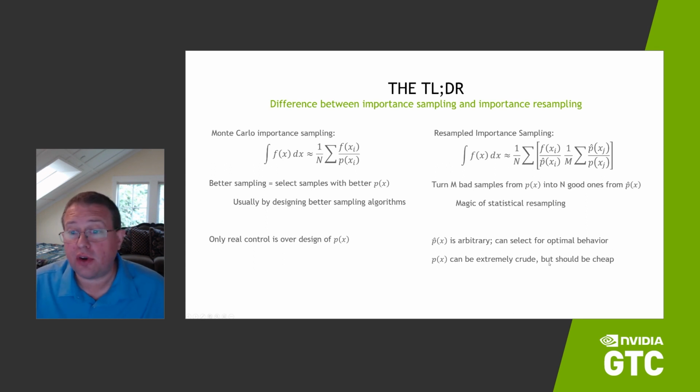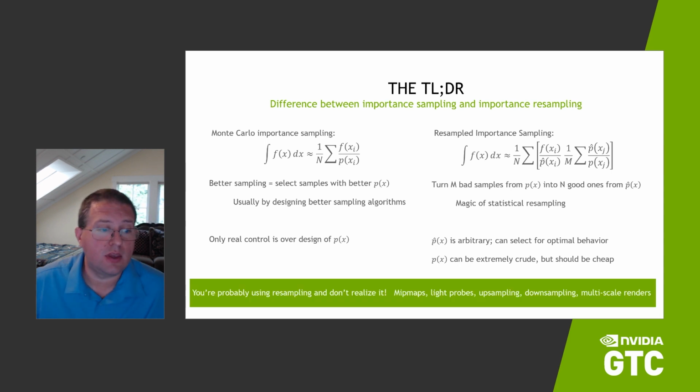And p can be extremely crude, but it really should be cheap because we're going to take a lot of samples from it. But again, p hat can be arbitrary, which means we can select it for optimal behavior. Behaviors like cancellation to make the performance faster.